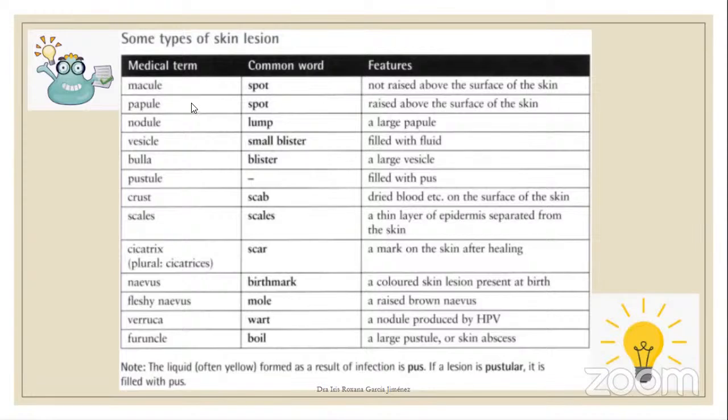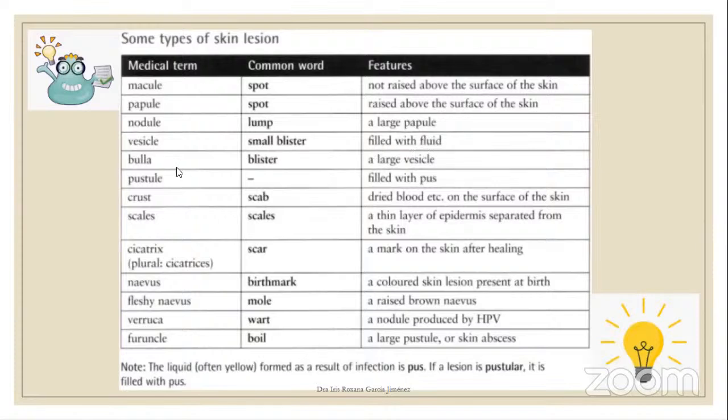This is skin lesions. Of course, similar to Spanish, we've got a medical term, then a common, social word, the way patients explain it to us, and now the features, the characteristics of the skin lesion term. For example, we got macule. A patient could tell you, I got a spot. And now, we got the meaning: not raised above the surface of the skin. Or maybe a vesicle. Patient says, small blister. Of course, it's filled with fluid.